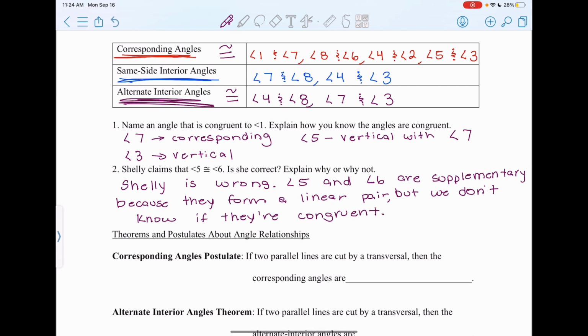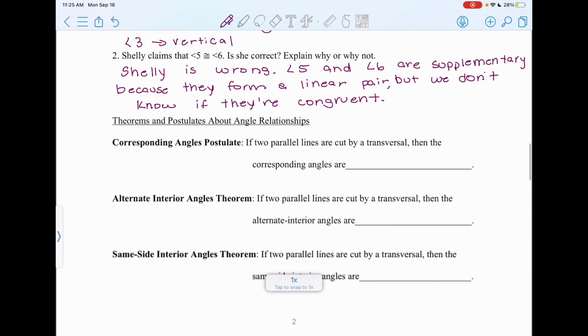Shelley is wrong. Angle 5 and angle 6 are supplementary because they form a linear pair, but we don't know if they're congruent. So now that we have these angle pairs and we know their relationships, I want to write these out as postulates and theorems.